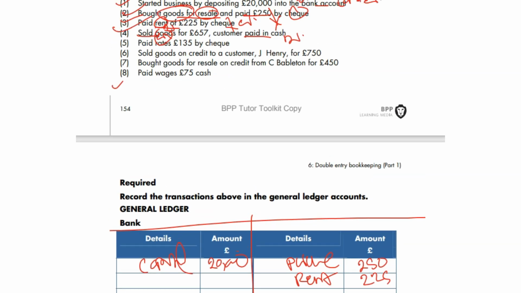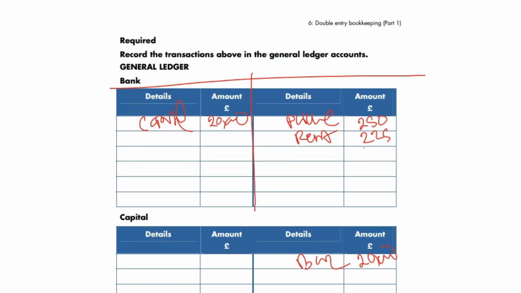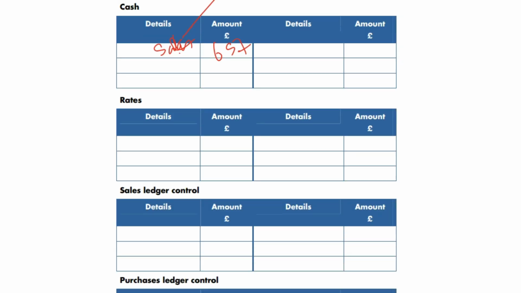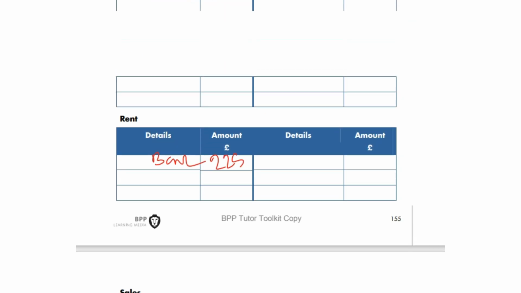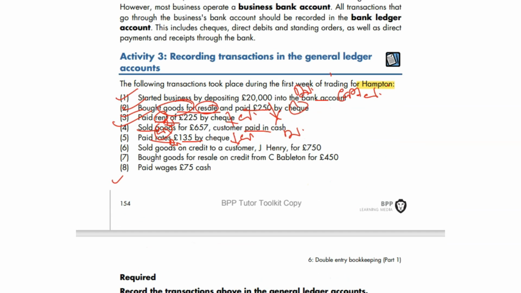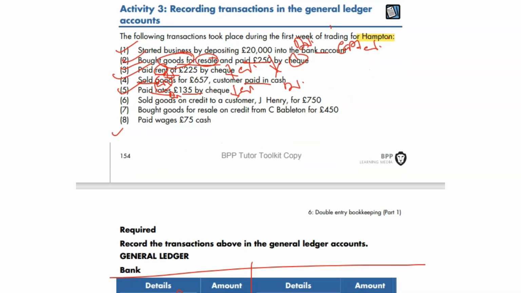Number 4 done. Number 5, paid rates 135 by check, bank going down, bank credit, right? And rates is an expense, debit. So 135 here, you write rates in the detail, and rates on the debit side, rates account. 135, right, bank. See, that's how you do it. Hope you can do other T accounts as well, and transactions.